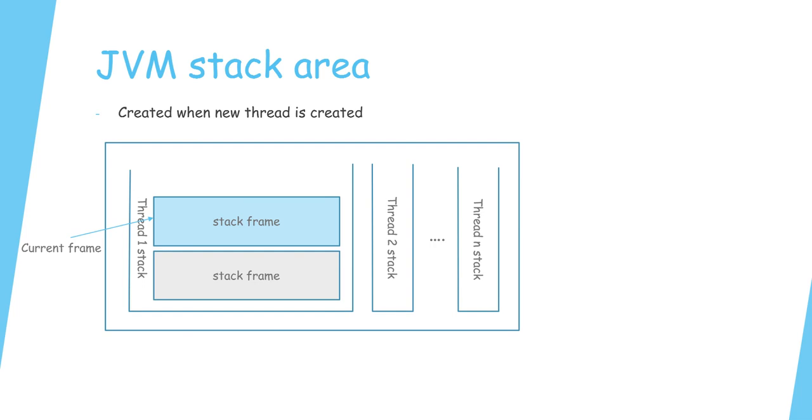The stack frame has three parts: local variable array, operand stack, and frame data. The local variable array contains all parameters and local variables of the method in which they are declared. The operand stack acts as a workspace for doing some intermediate computation. Then we have the frame data. It contains the data to support constant pool resolution, normal method return and exception dispatch.